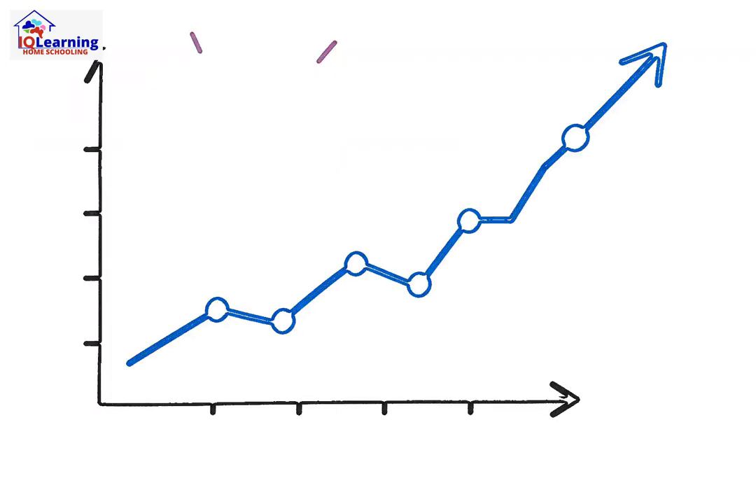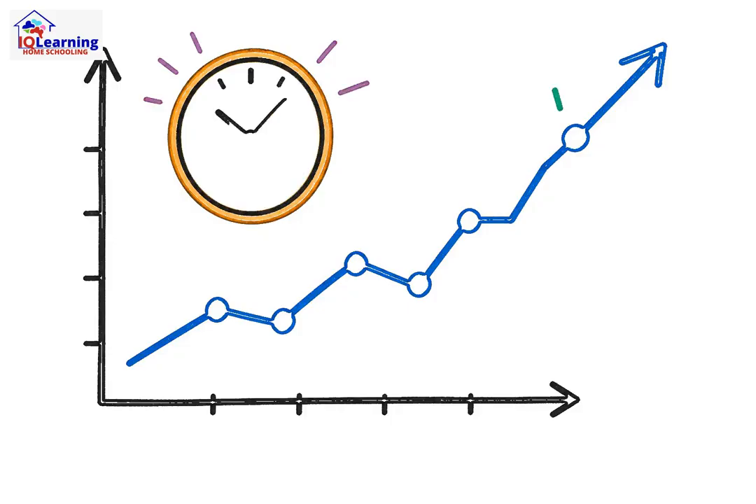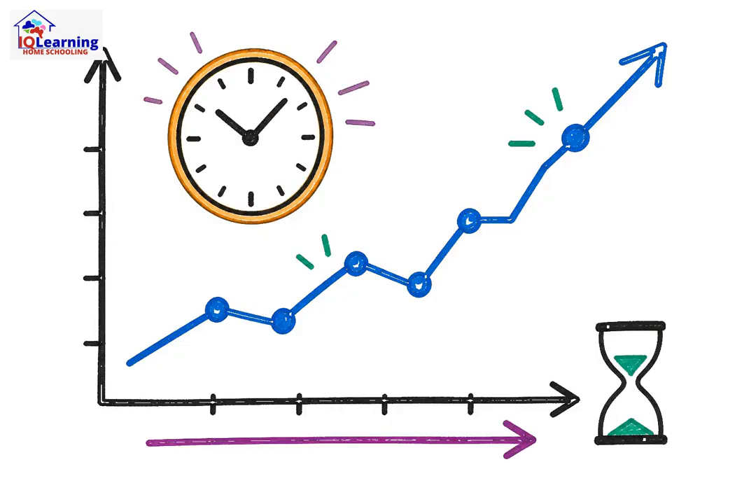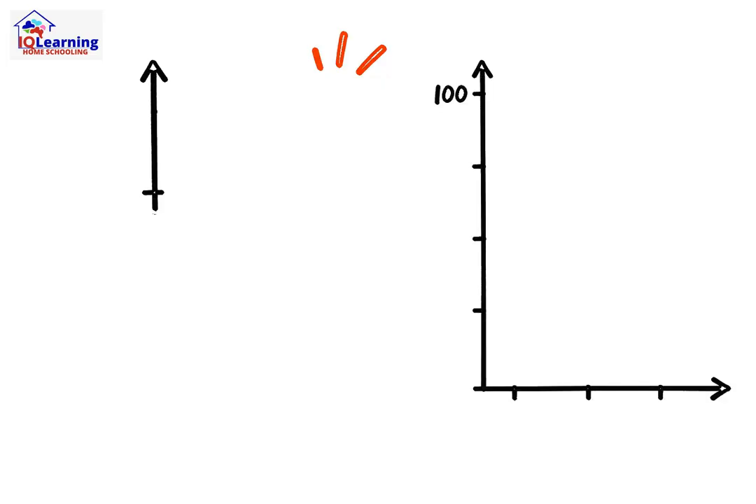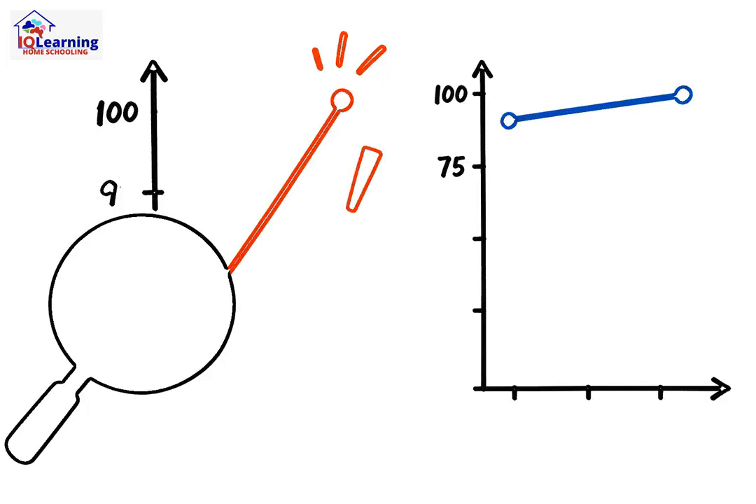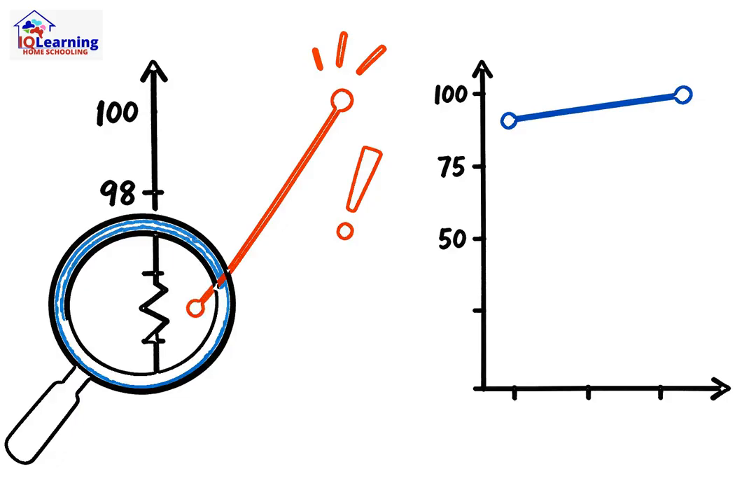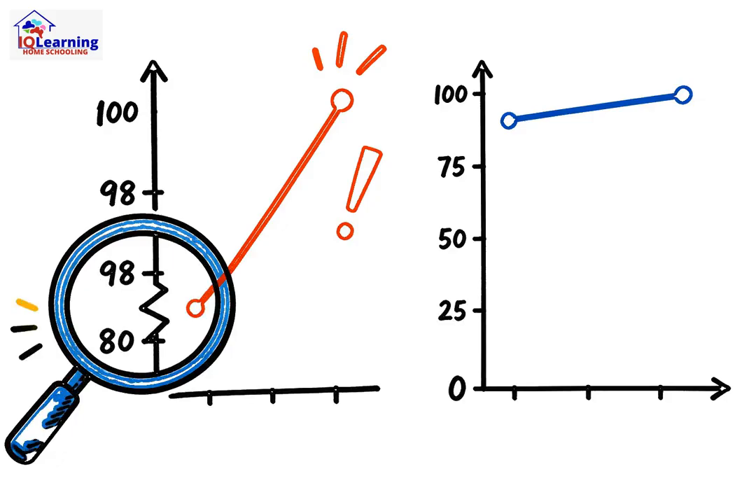And when you see a line graph, immediately think time. It's tracking change. But always look at the vertical axis. Does it start at 0? A broken scale is a classic trick to make a tiny change look like a huge disaster.